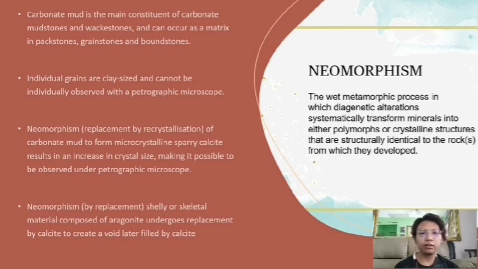Neomorphism. Carbonate mud is the main constituent of carbonate mudstone and wackestone and can occur as a matrix in packstone, grainstone, and boundstone. These individual grains are clay-sized and cannot be individually observed with a petrographic microscope. Neomorphism of carbonate mud forms microcrystalline spar, which results in an increase in crystal size, thus making it possible to observe the crystalline form under the microscope. Shelly or skeletal material composed of aragonite undergoes replacement by calcite to create voids later filled by calcite, or by direct mineral replacement. The neomorphic calcite crystals are larger than the original aragonite crystals, which are often slightly brown due to the presence of organic material, and it occurs as an irregular mosaic occupying the external form of the skeletal material.